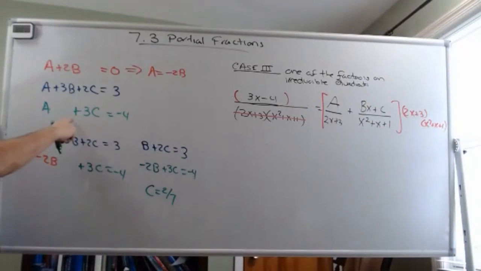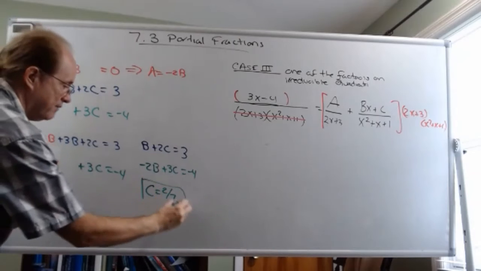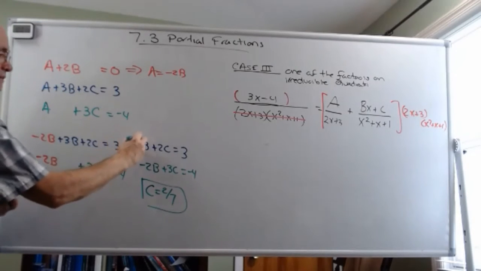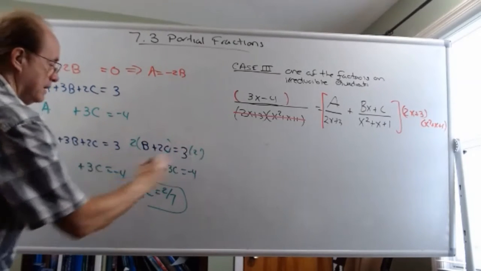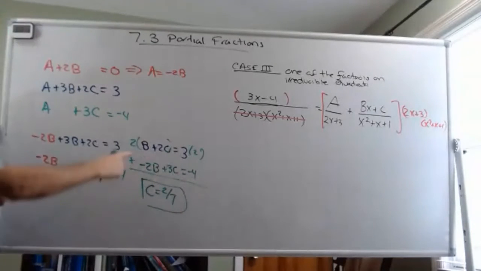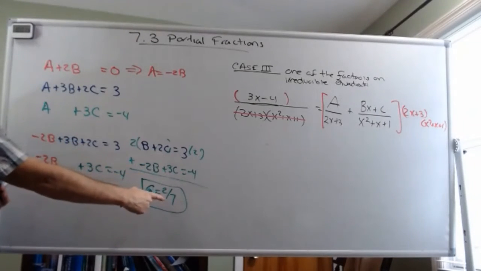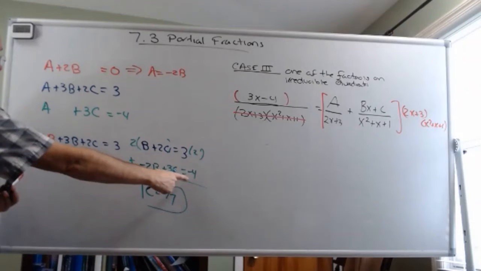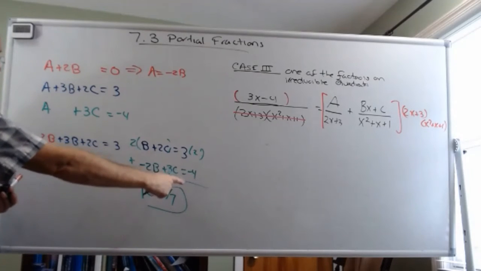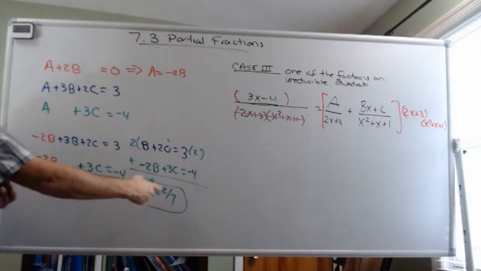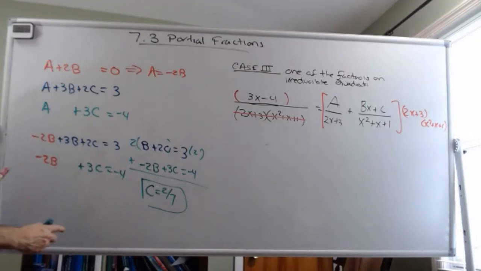Then I could come over here if I wanted to and find A, and then I could find B over here. It doesn't matter. So I can solve this system: multiply everything here by 2, and add it to the equation beneath it. 4 and 3 is 7C, and 6 minus 4 is 2. So 7C is equal to 2, so C is equal to 2/7.